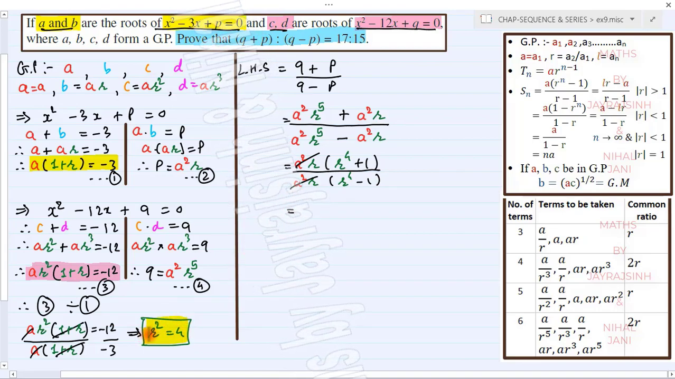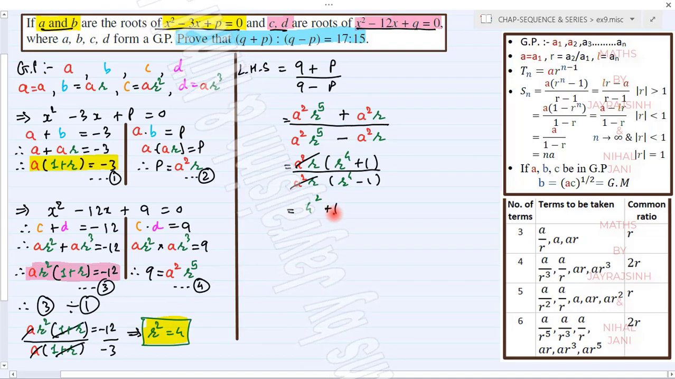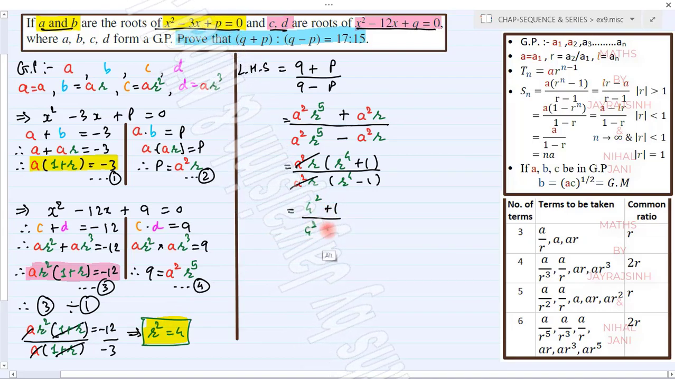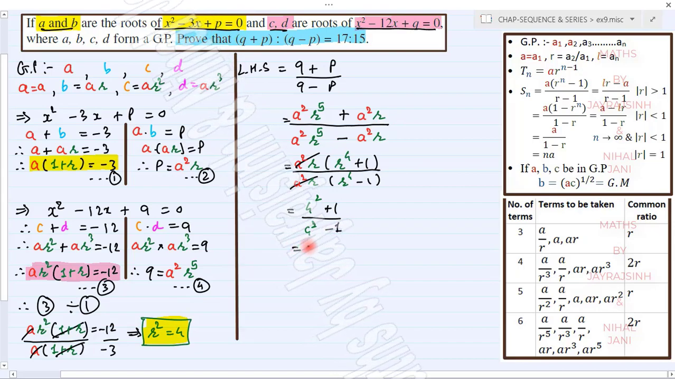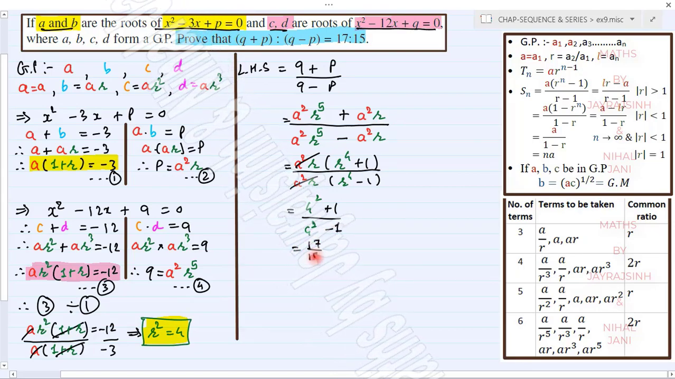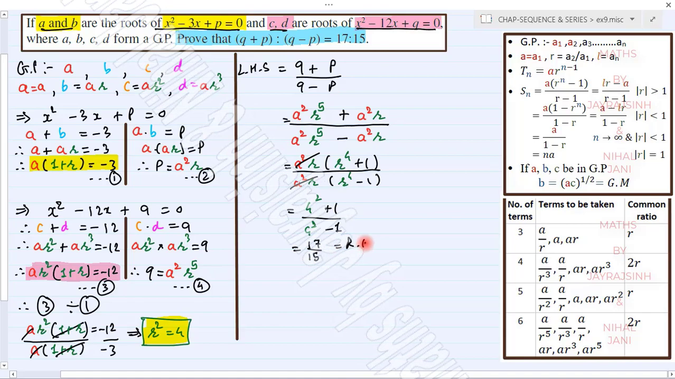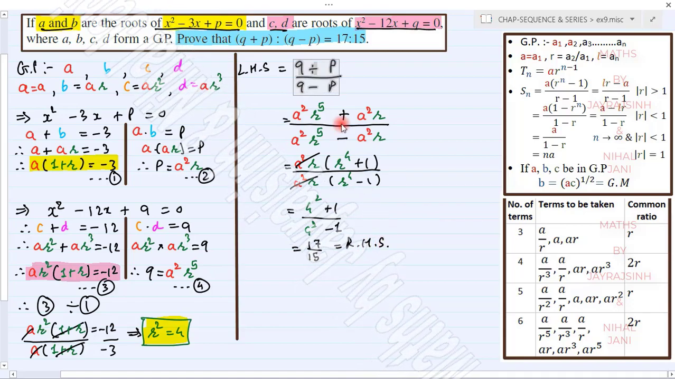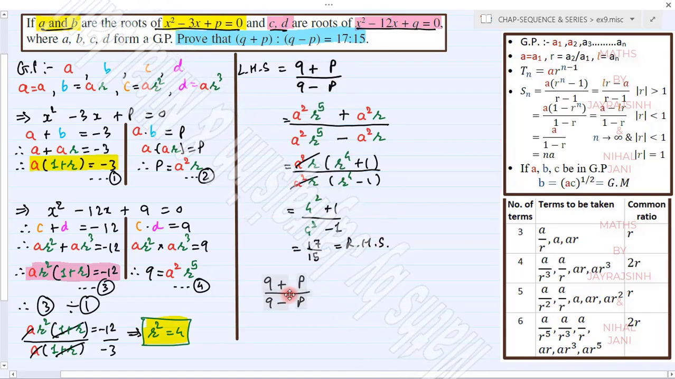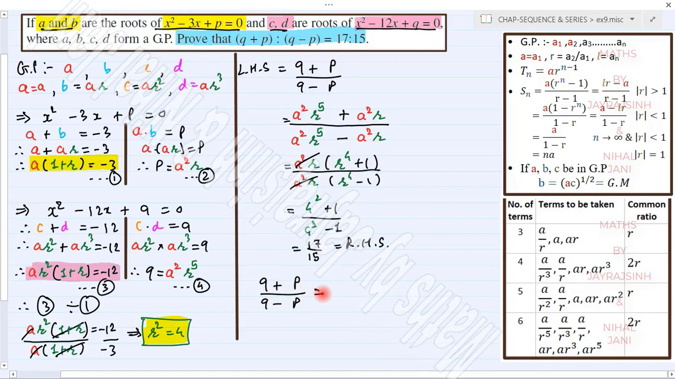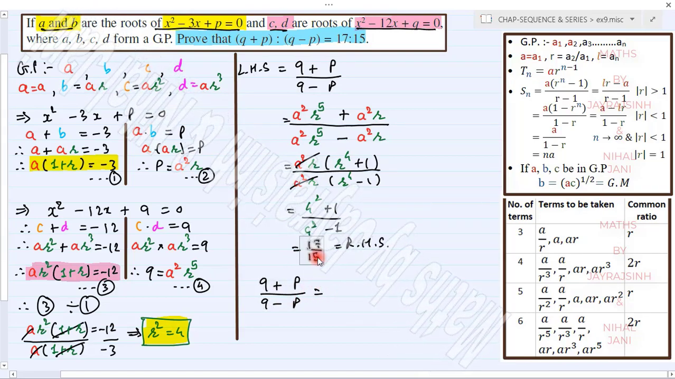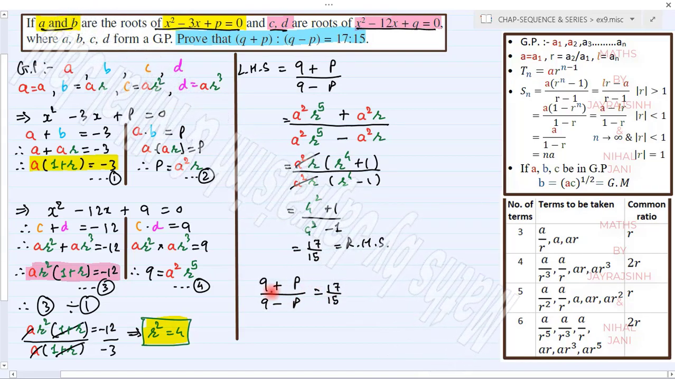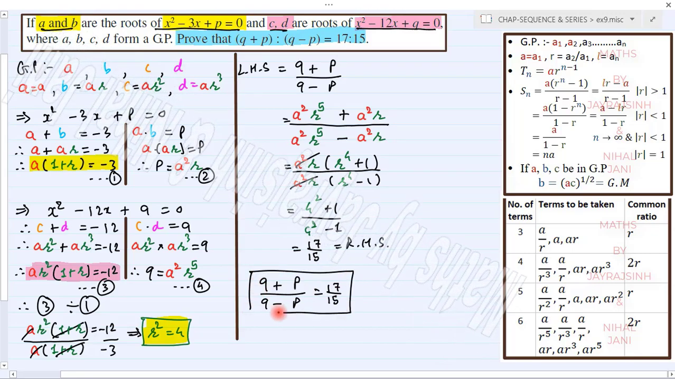Substitute the value of r square, which is 4. So here we'll get 4 square plus 1 upon 4 square minus 1, which is nothing but 17 upon 15, which is your required right hand side. So we prove that your left hand side is equal to your right hand side. Ta-da!